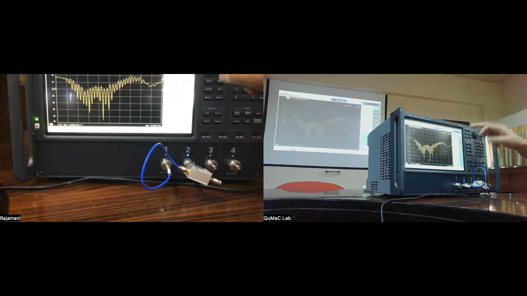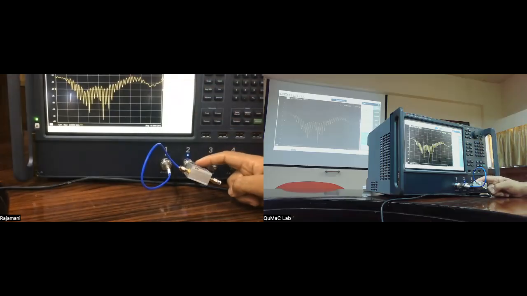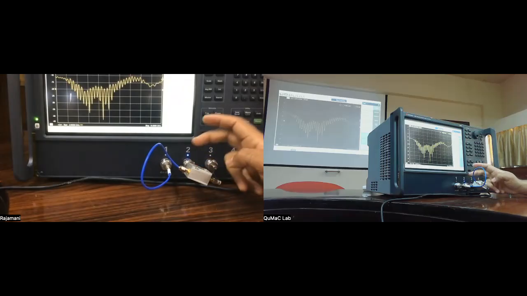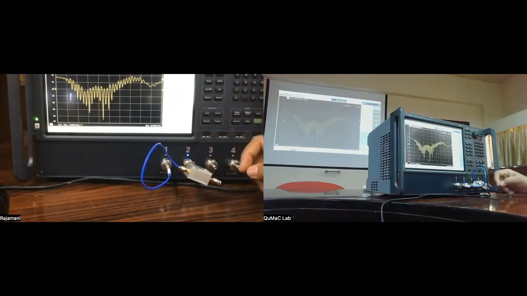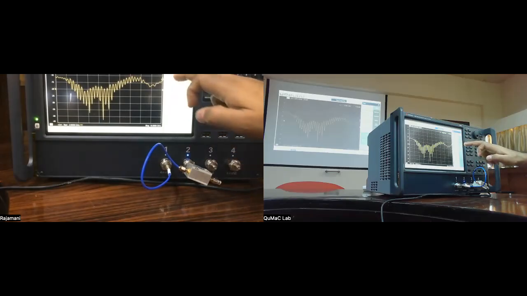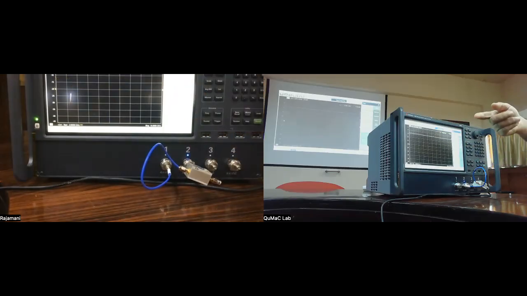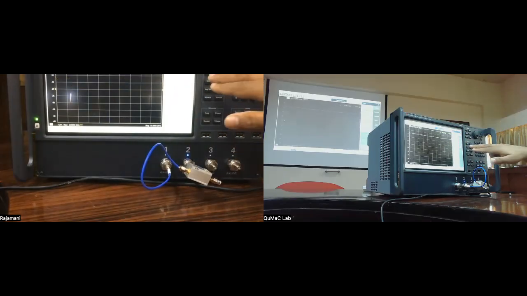Now let's look at the transmission. Since I've connected the common port, the source port, to port number 2, and the output to port number 1, which measurement should I choose to look at the transmission? S12, because we are going into 1 from 2.